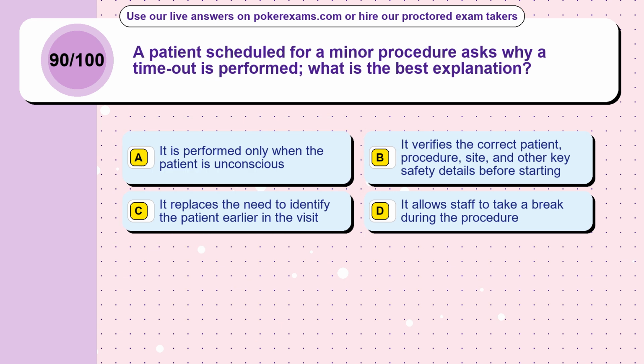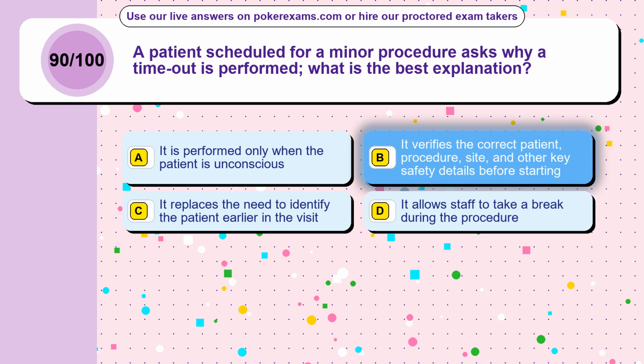Question 90. A patient scheduled for a minor procedure asks why a timeout is performed. What is the best explanation? Option A. It is performed only when the patient is unconscious. Option B. It verifies the correct patient, procedure, site, and other key safety details before starting. Option C. It replaces the need to identify the patient earlier in the visit. Option D. It allows staff to take a break during the procedure. The correct answer is option B.